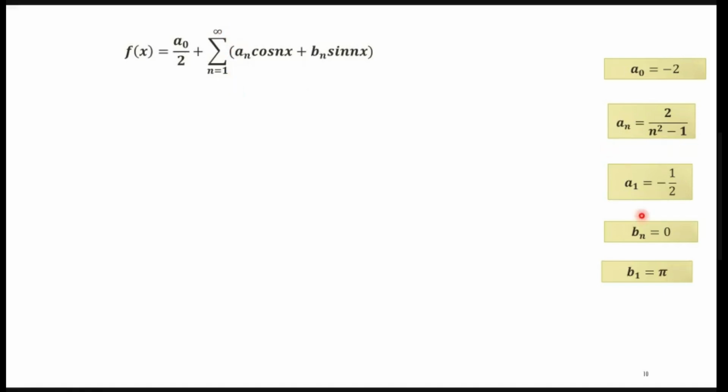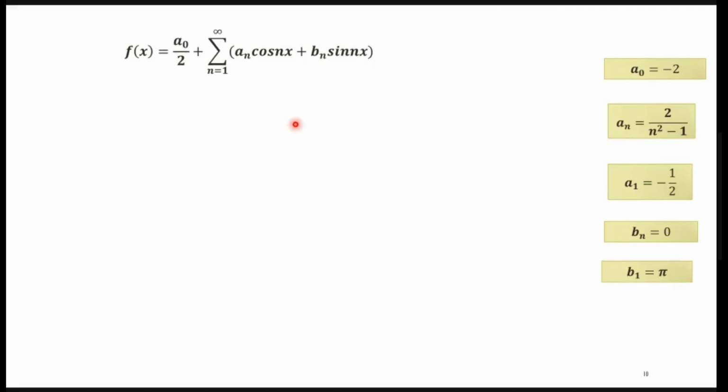But whatever an and bn we are having, this is not true for n equal to 1. तो जब n equal to 1 है तो उसको हमें अलग से लिखना पड़ेगा. Now when n is equal to 1, ये क्या हो जाएगा? a1 cos x plus b1 sin x. Okay, this is not true for n equal to 1, तो इसीलिए n equal to 1 को हम separate कर देंगे. So when n is equal to 1, ये हो जाएगा a1 cos x और ये हो जाएगा b1 sin x.